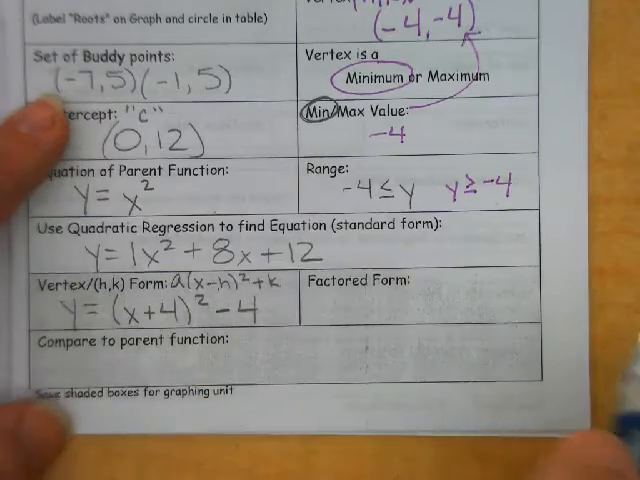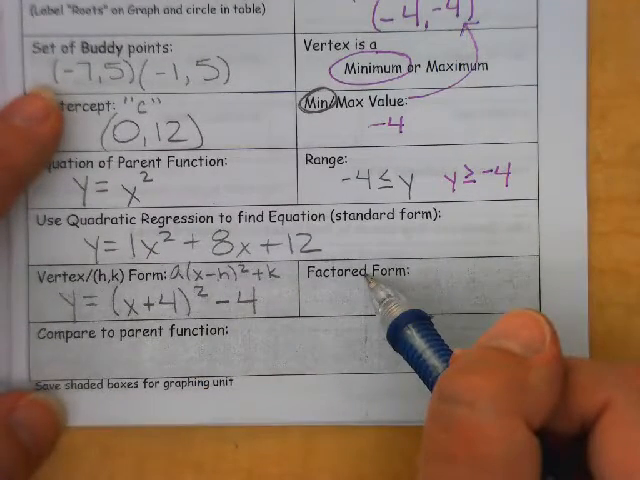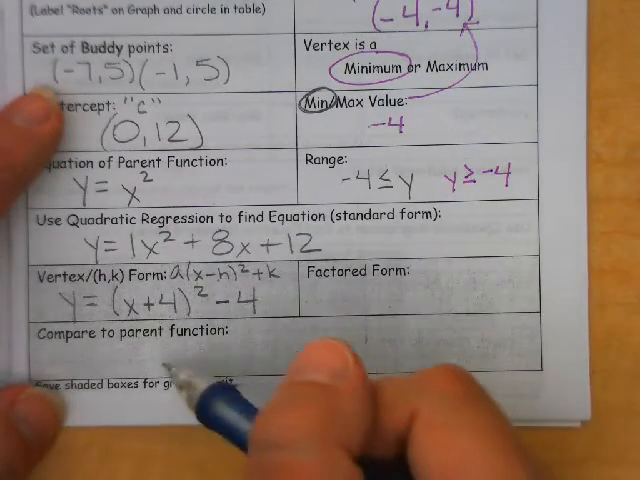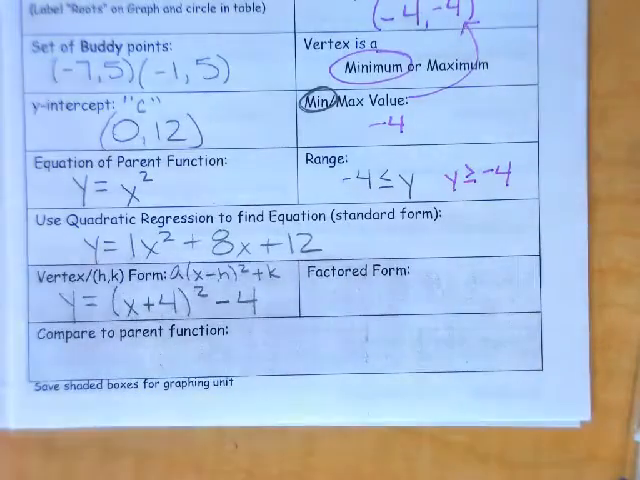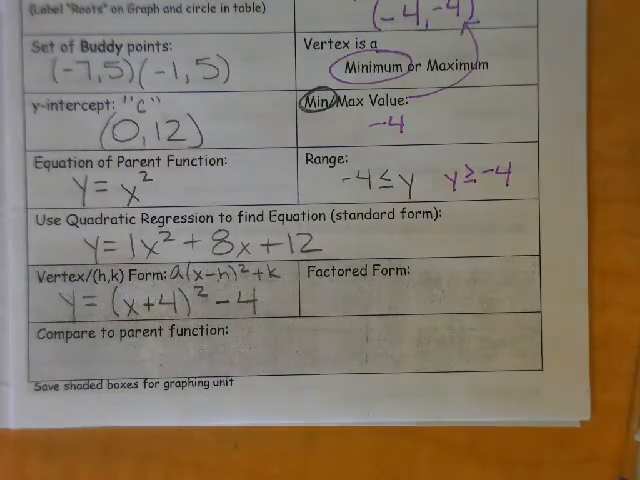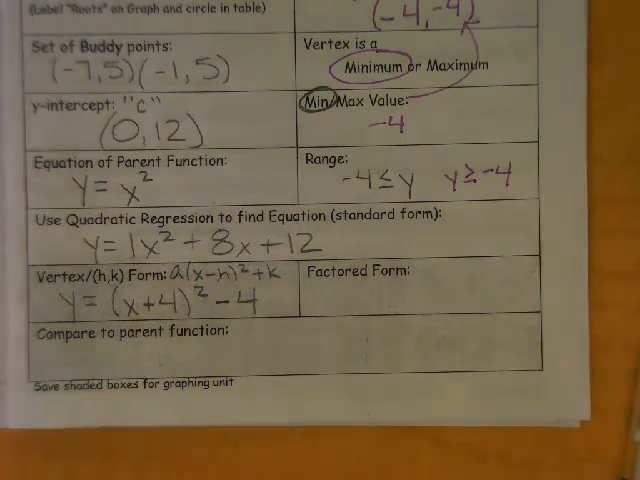-4. I want you to write the factored form for me tonight, and I want you to compare it to the parent function, and we will do number 3 tomorrow. If you think you can start number 3, by all means. Otherwise, we'll visit tomorrow.